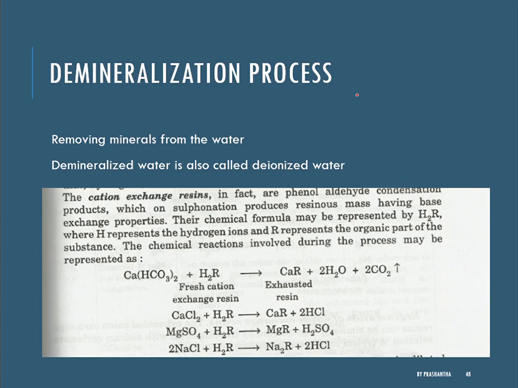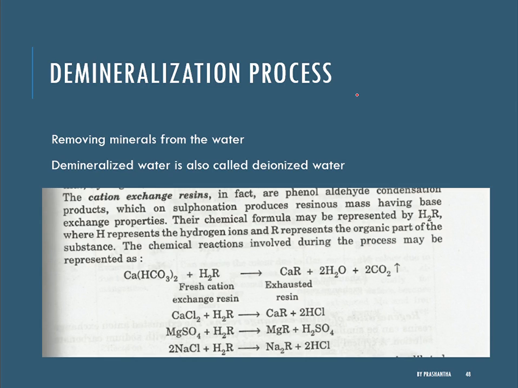The next method is the demineralization process. What is this demineralization process? It is removing the minerals from the water. The process helps in completely removing or reducing the minerals. Demineralized water is also sometimes called deionized water. It is as pure as distilled water. Where is it useful? It is useful for industrial purposes, especially where high pressure boilers are used.